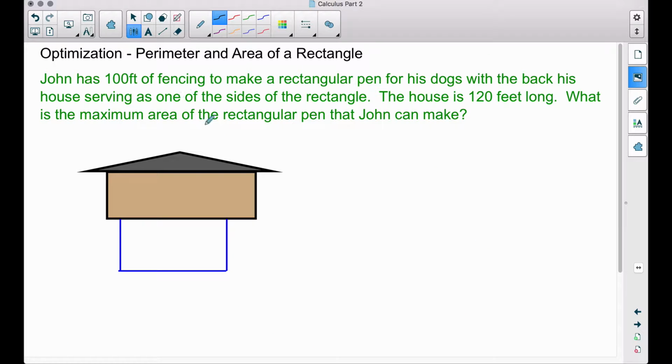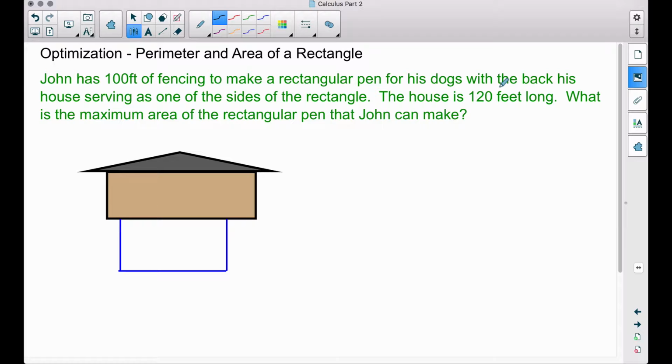In this example here, John still has 100 feet of fencing. He still wants to make a rectangular pen for his dogs with the back of his house serving as one of the sides of the rectangle. The house is 120 feet long. What is the maximum area of the rectangular pen that John can make? Again, please check out that first video before going into this example here.